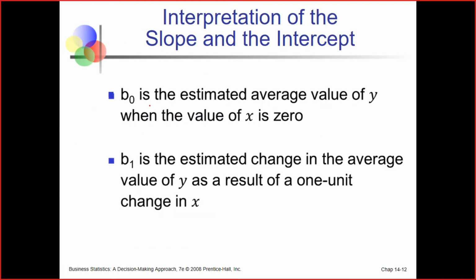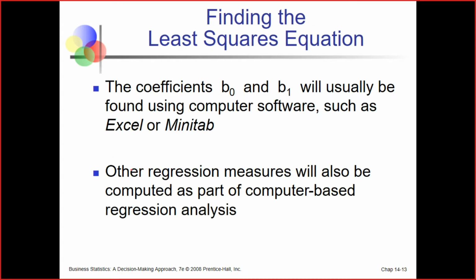What it signifies is that the slope is known as b1 and the intercept is called b0. So b0 is the estimated average value of y when x is 0, because we know y cap is equal to b0 plus b1x. When x becomes 0, the value of y cap is equal to b0. And b1 is the estimated change in the average value of y, known as the slope. These are the things you have to remember theoretically.